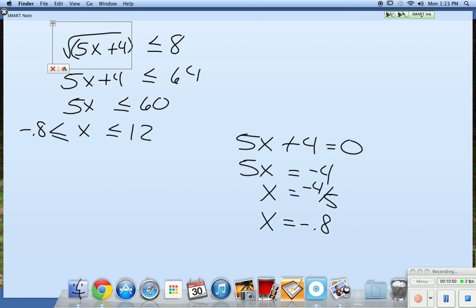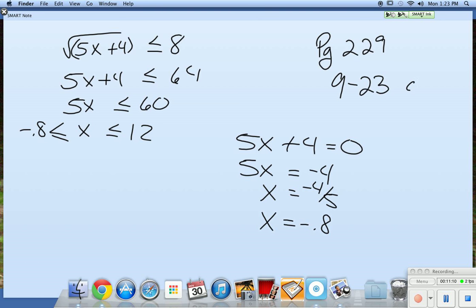I'll write these down. Page, what was it, 227? What? 229, I'm sorry, I was looking at the wrong page. Page 229. Do 9 through 23 odds.